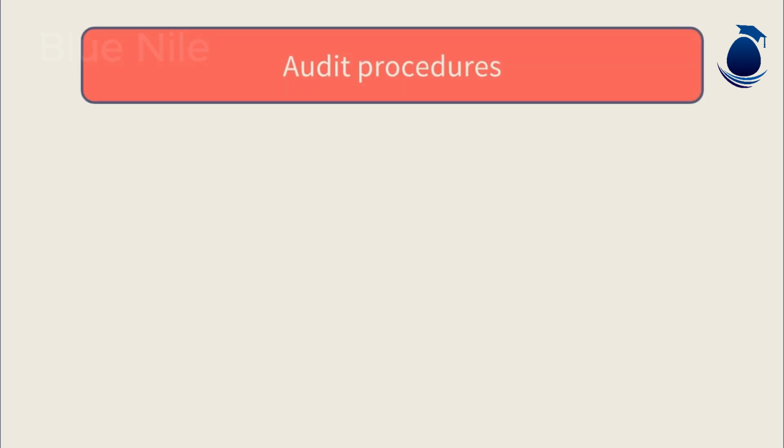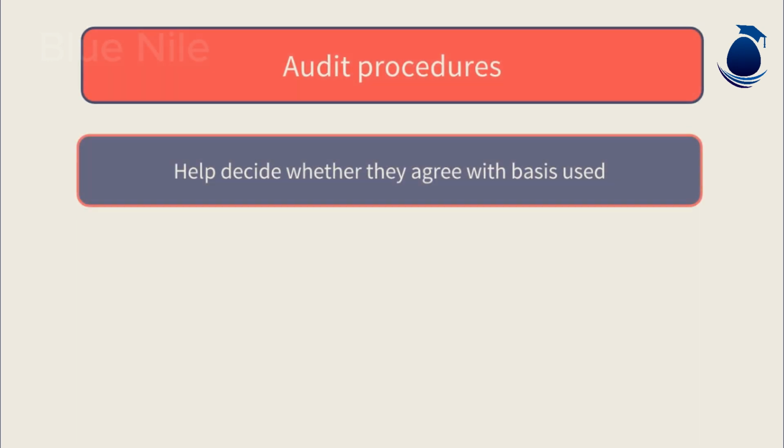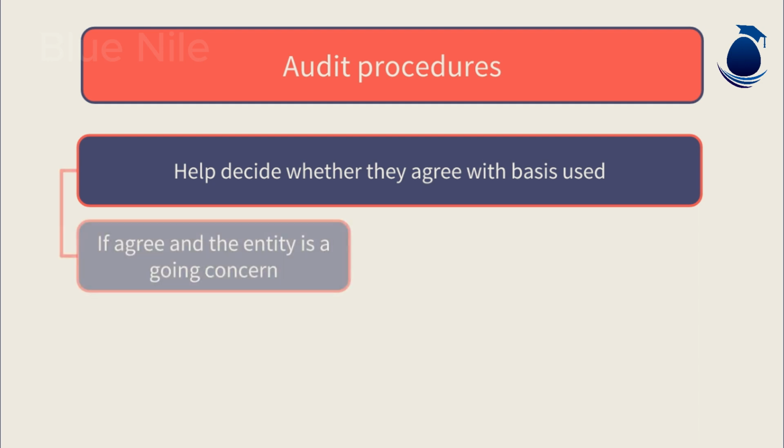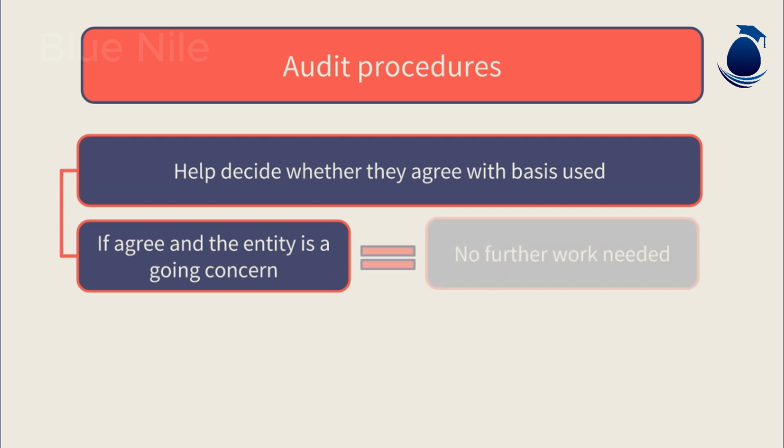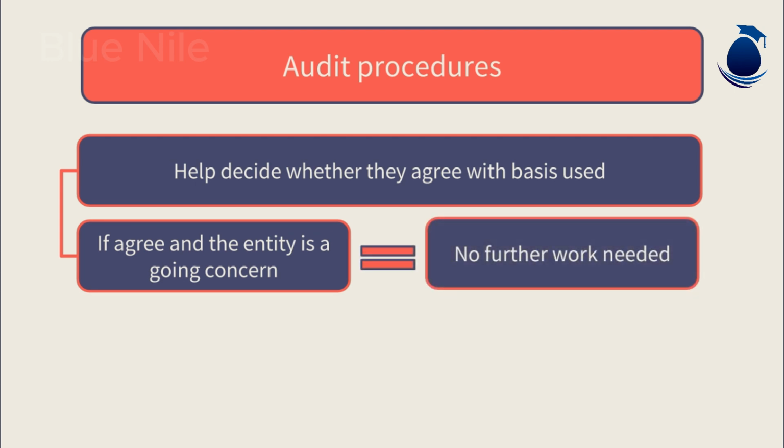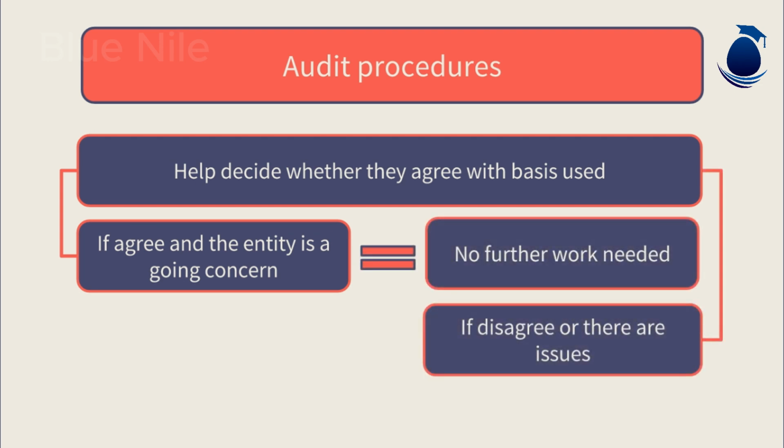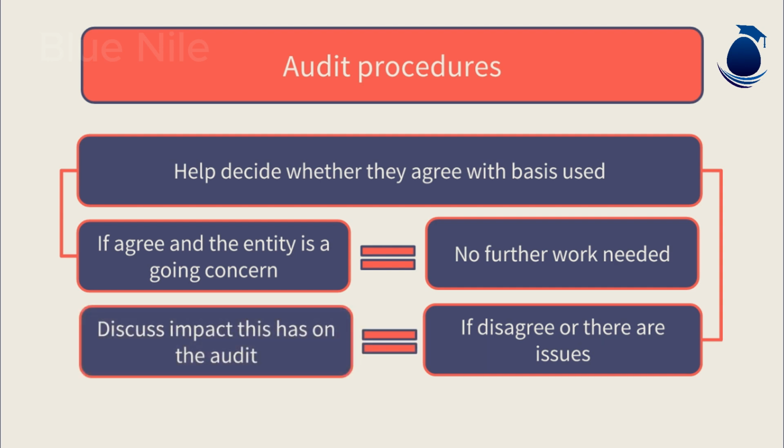Audit procedures such as these mentioned will assist the auditor in gathering evidence to decide whether they agree with the going concern basis used. If in agreement with the client and the entity is a going concern, there is no further work needed. If there are issues, or the auditor disagrees with the basis used in preparing the financial statements, then the auditor must discuss this with the client and advise what will happen next.